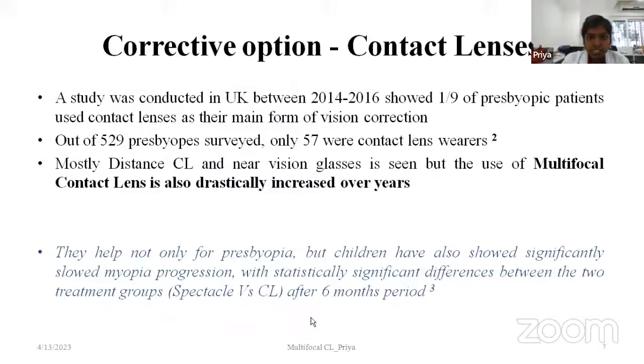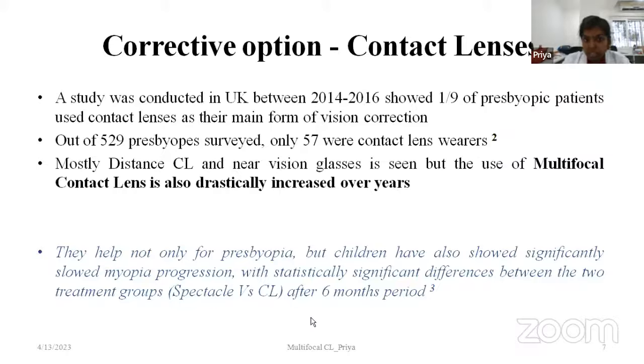Corrective options in contact lenses. A study conducted in the UK between 2014 and 2016 showed that 1 in 9 presbyopic patients used contact lenses as their main form of vision correction. Out of 529 presbyopes surveyed, only 57 were contact lens wearers.